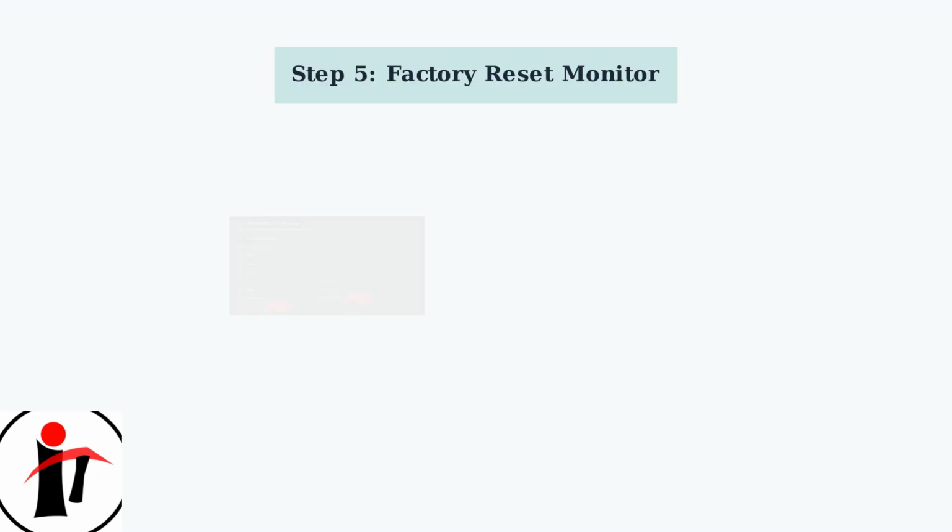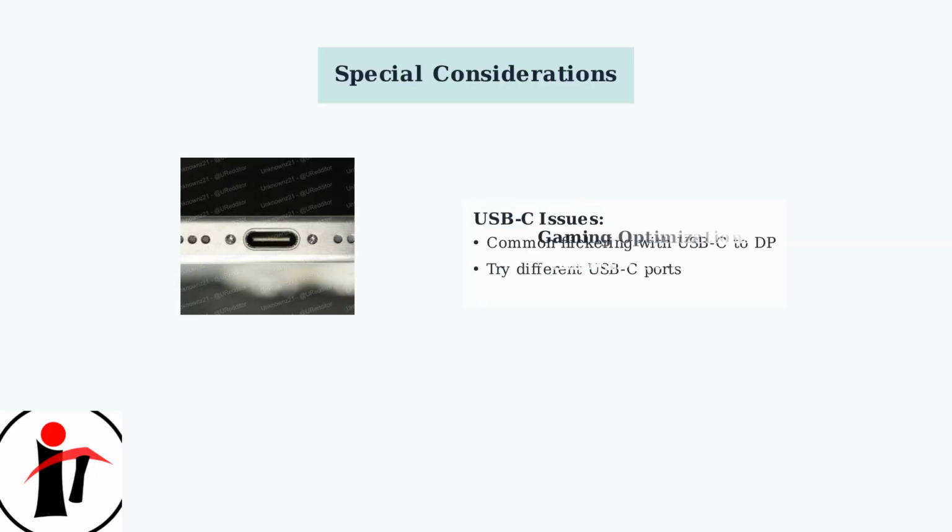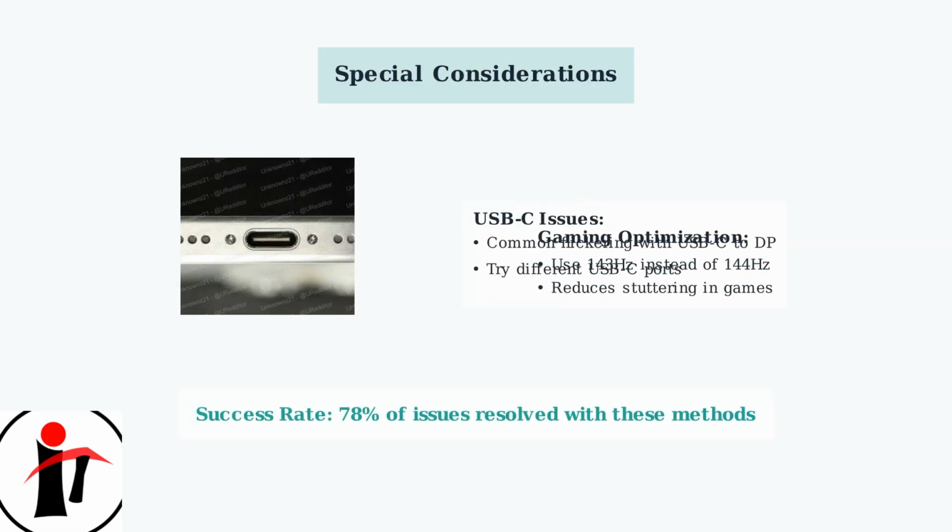If problems persist, perform a factory reset through your monitor's on-screen display menu. This restores all settings to their default values. For USB-C connections, be aware of potential flickering issues. Gaming monitors may benefit from custom refresh rates set slightly below the maximum, such as 143 Hz instead of 144 Hz.